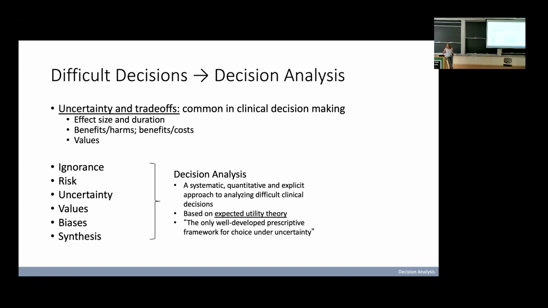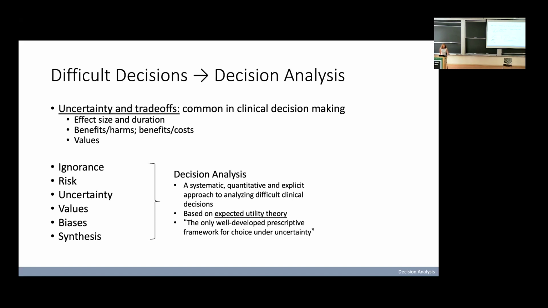Difficult decisions. Decision analysis is a tool to help us think through them. The one thing I want you to take home from today is really that this is about trade-offs. It's about making decisions under uncertainty where you have to trade off different things. It's very common in clinical decision-making, but it's just as common in policy decision-making in all kinds of areas, in medicine and outside of health. It doesn't really matter where you are.